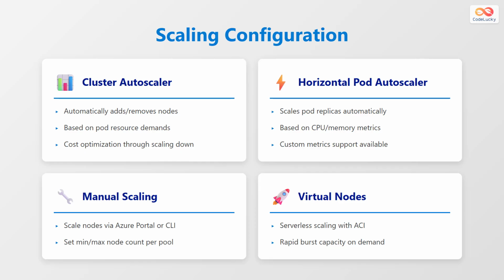Manual scaling gives you direct control through the Azure portal or CLI. You can set minimum and maximum node counts for each node pool and scale them on demand. Virtual nodes provide serverless scaling using Azure container instances. They offer rapid burst capacity without provisioning additional VMs, perfect for handling sudden traffic spikes or batch processing jobs.